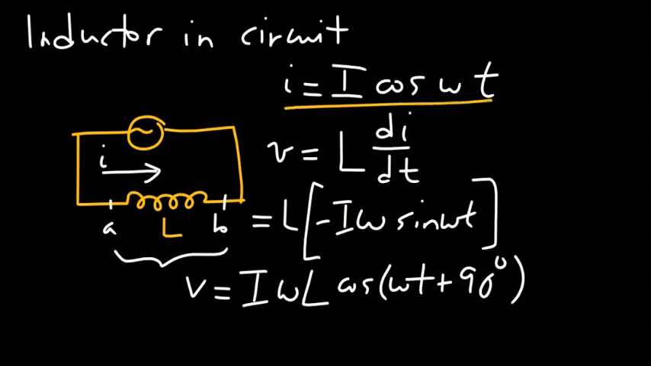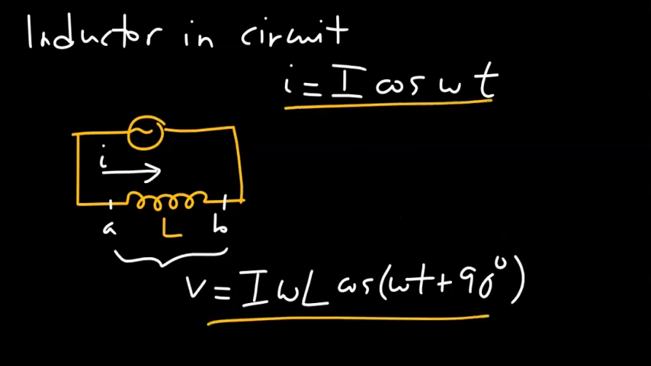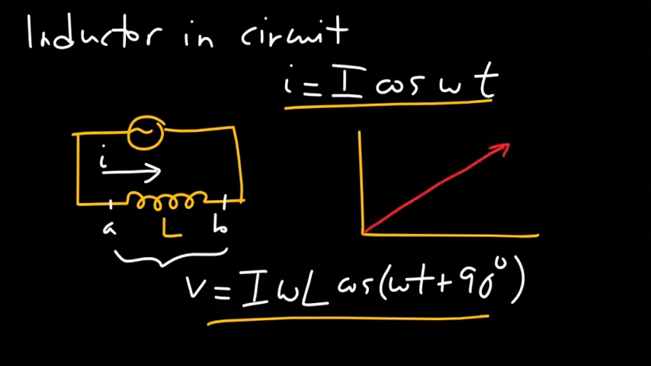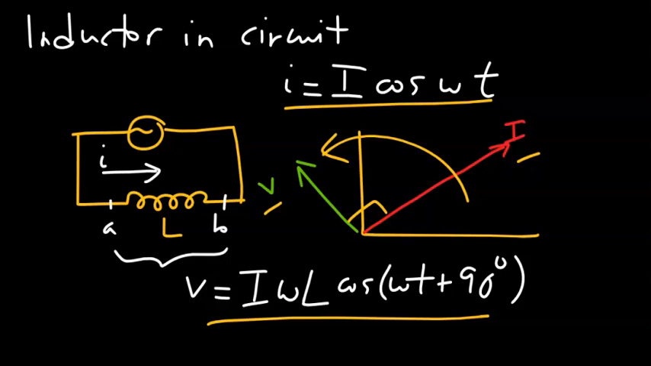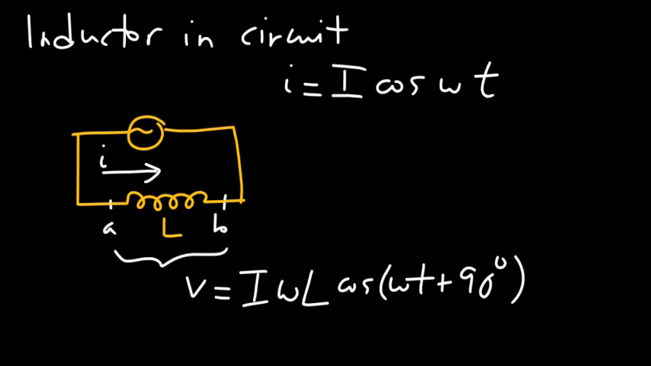Now let's look at these two expressions. What it shows is that V leads the current by 90 degrees in a circuit containing an inductor. So if the current phasor is going like that, the voltage phasor will be like that, with the angle between them being 90 degrees, and the rotation is that way. So V leads I by 90 degrees.